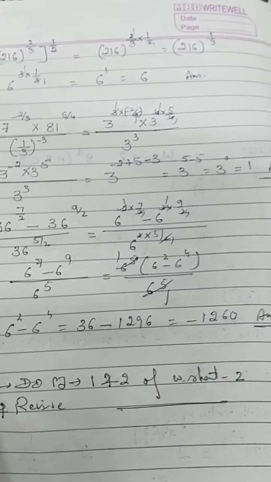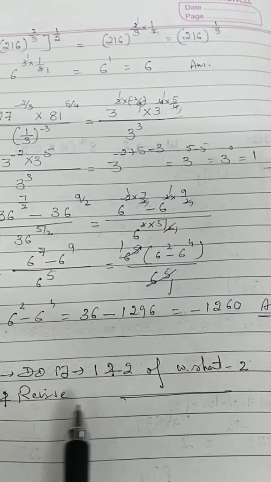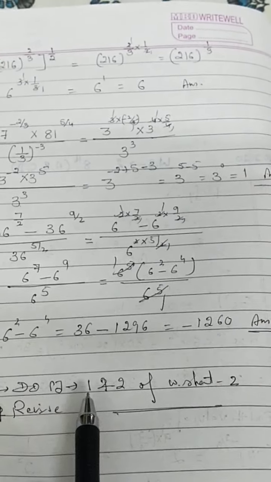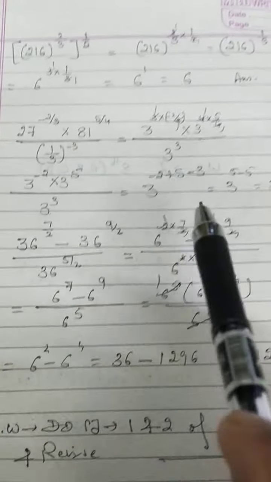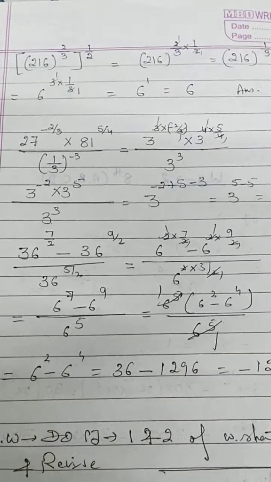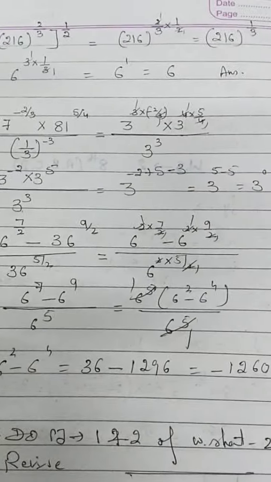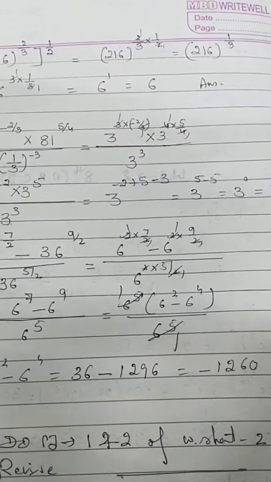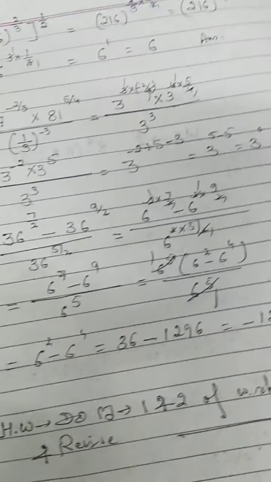So now homework: do questions first and second of worksheet second. Do and revise question first and second of worksheet 2. You can use these laws of exponents here in this worksheet. Rest one, totally this exponent and radical is the same as class 7th. So use these laws.